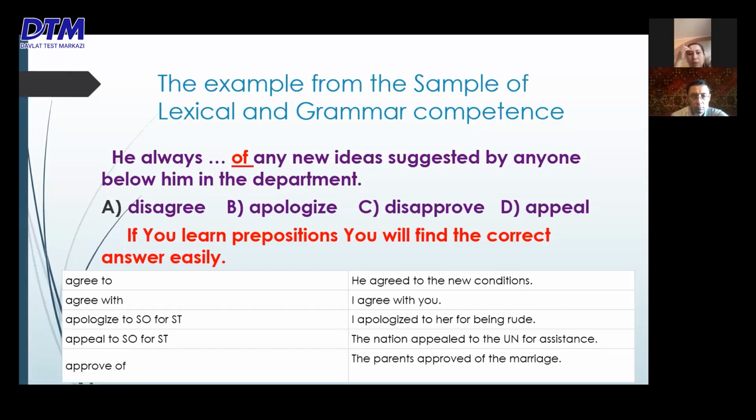For example, we can see that agree goes mainly with "to" and "with", apologize with "to" and "for", appeal also with "to" and "for". So if you know exactly that "of" mostly comes together with approve, you will easily find the correct answer in this type of question.